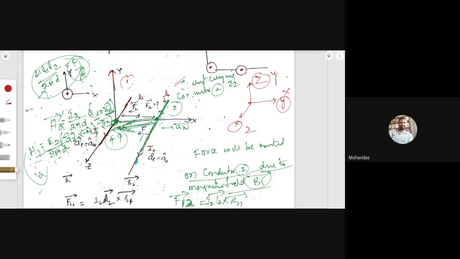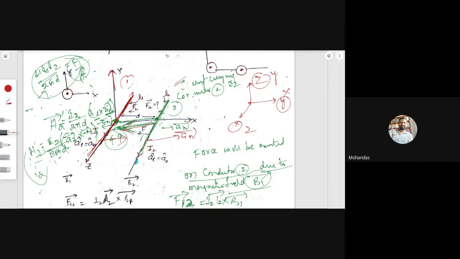How is this conductor moving? Please respond. Towards conductor 1. Previously this conductor is moving in this direction. Now we are taking this conductor. How is this conductor moving? In the direction of ax and y, in this direction. So this conductor is trying to move in this direction.